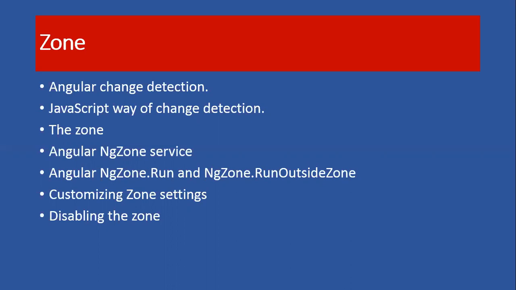Let's first look at the JavaScript way of detecting change. If you want to detect a change in JavaScript, first you will need to find the ID of a particular element in the DOM, and then using JavaScript you can call the old JavaScript methods such as set text or set element value whenever certain events happen, like the click event, or whenever you click on any button if you want to update the value of a particular element. Angular does this automatically, and for that it uses its zone.